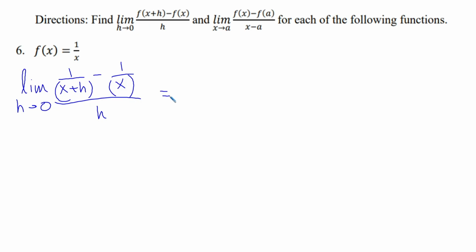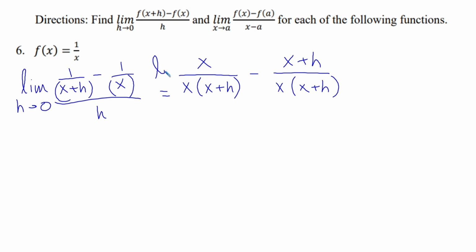So to turn 1 over x plus h into something that has a denominator of x times x plus h, we've got to multiply it by x over x. And then to turn 1 over x into something that has a common denominator, we're going to multiply it by x plus h over x plus h. And don't let me forget here, my limit as h approaches 0. And this is all, of course, over h.